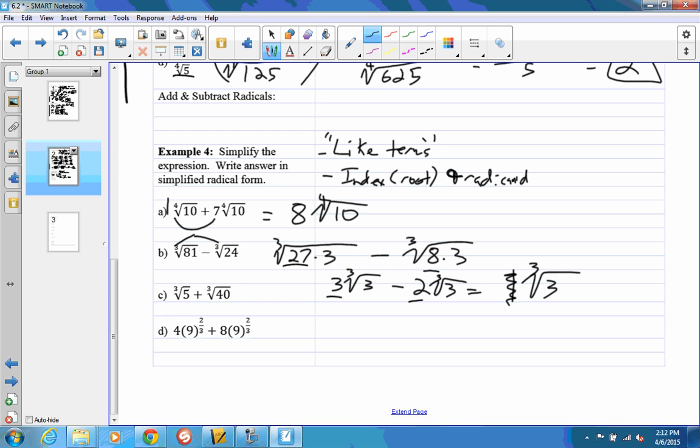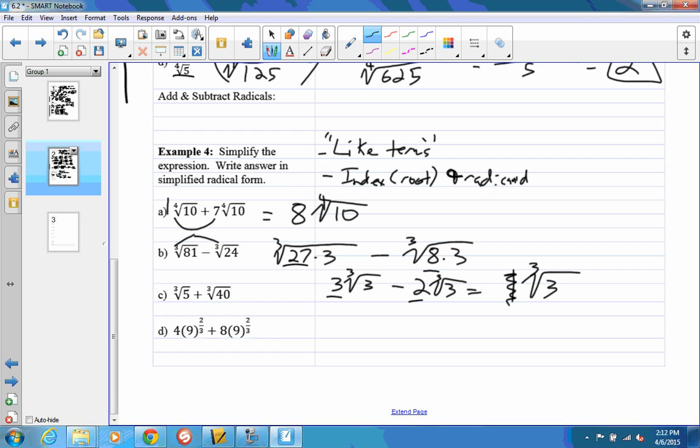So cube root of 5 plus a cube root of 40. Are my indices the same? No. Wait, yes, they are. They're both cube roots. 5 and 40, are those the same number? No, but I need to make them the same. Well, I know I can't change 5 at all, can I? No. So I'm probably going to work with 40.